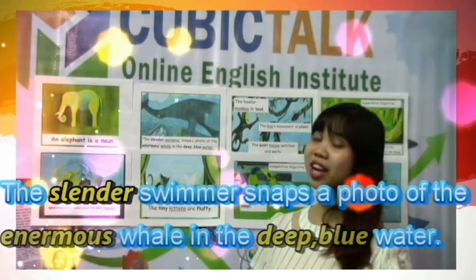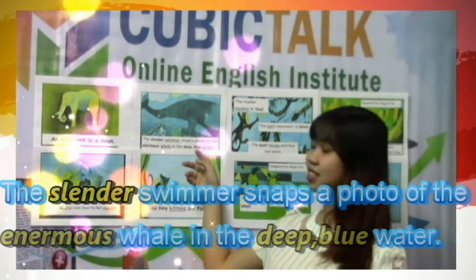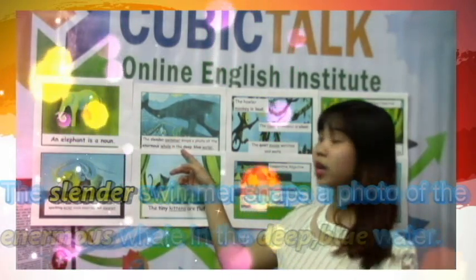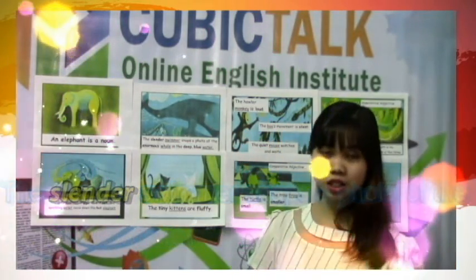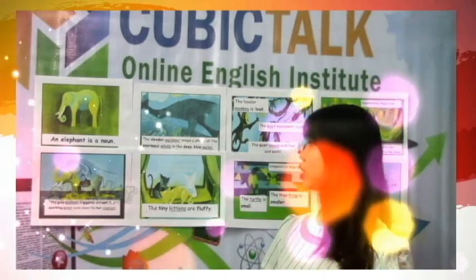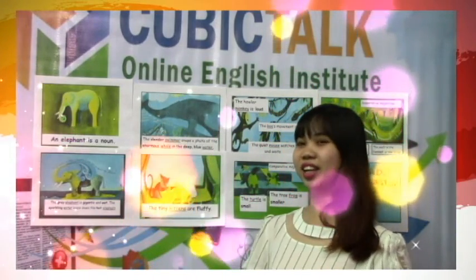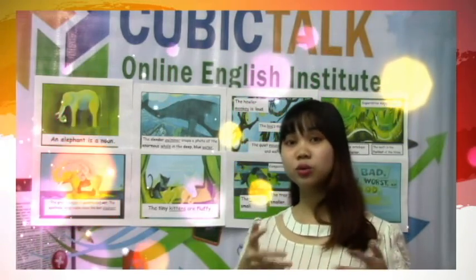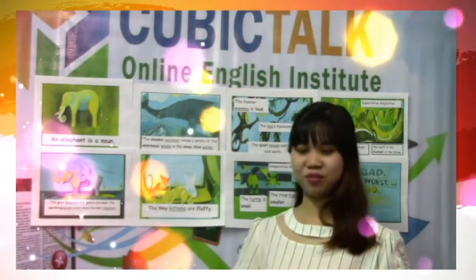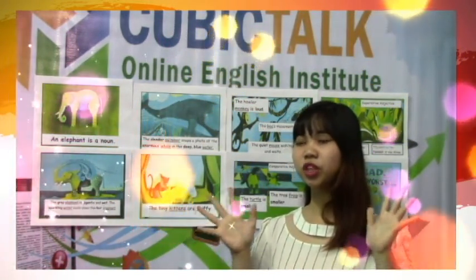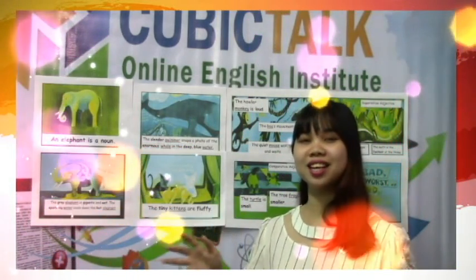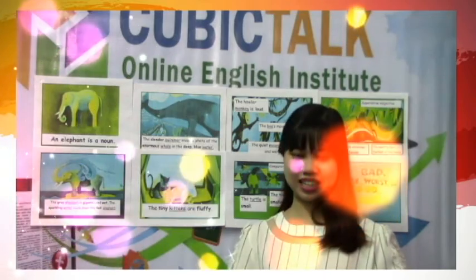Okay, so there are more adjectives in this sentence. Yes, exactly. Deep and blue are the adjectives which describe the noun water. Very good, there you go. So I can see that you're now understanding what adjectives are. Very good. But for you to understand more, I have a lot more examples about what an adjective is.